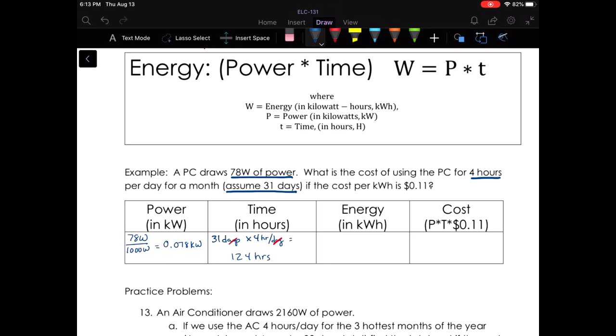Now the energy in kilowatt hours is just the 0.078 kilowatts times the 124 hours. So 9.67 kilowatt hours is what we get there for the energy. And then the cost, we just take that and multiply it by the cost per kilowatt hour, which is 11 cents. So my 9.67 kilowatt hours times 0.11 for 11 cents means that it costs us about $1.06 to run that PC.